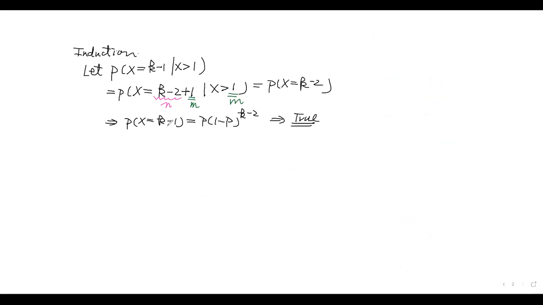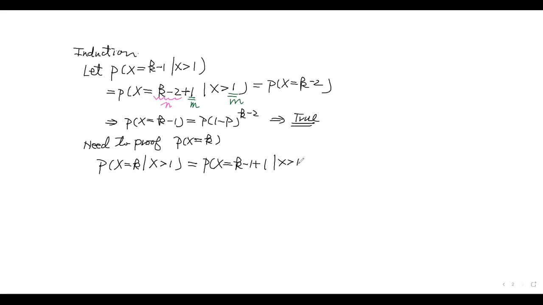So when x equal to k minus 1, it's p times 1 minus p to the k minus 1 minus 1. So let's say if this is true, we need to prove the probability x equal to k will be true, right? So now how do I prove that? Okay, so let's see here. So x equal to k, right? Given that x greater than 1, I can rewrite this as the probability x equal to k minus 1 plus 1, given that x greater than 1.